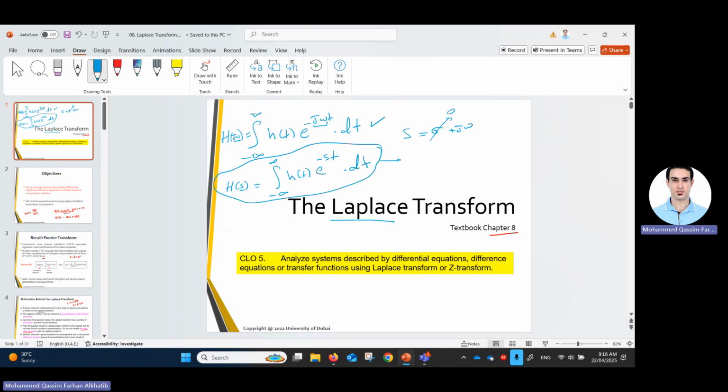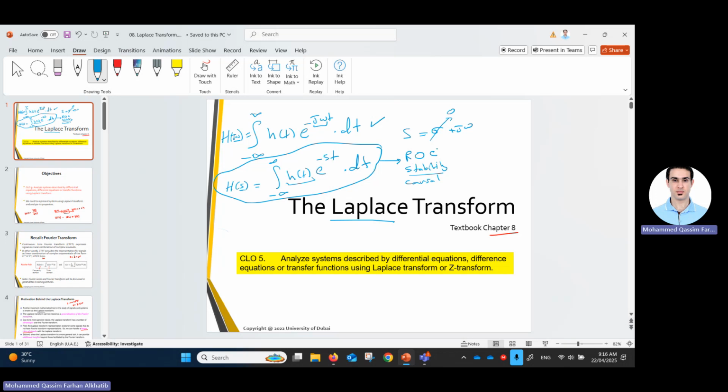We will add several terminologies related to the Laplace transform, a concept called region of convergence. We'll also talk about stability, causality, and so on. From the Laplace transform, you can determine whether the transfer function is stable or not, whether the transfer function is causal or not, and so on, or the impulse response.